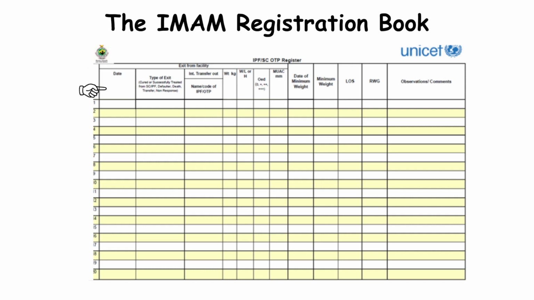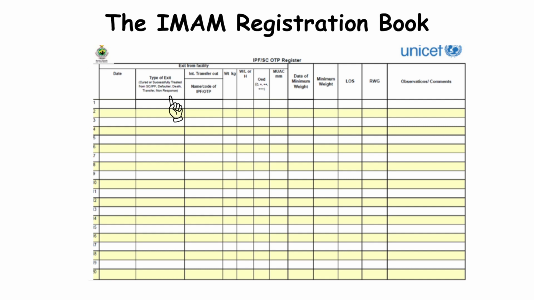Date of discharge. Record the day the patient is discharged. For inpatient care, it will be the day the child was discharged to outpatient care. For outpatient care, it will be the day the child was discharged home or into a supplementary feeding program. Discharge weight. Using an accurate scale, please record the child's weight upon discharge in kilograms. Number of days from minimum weight to discharge. Record the number of days between the patient's lowest weight and their discharge.